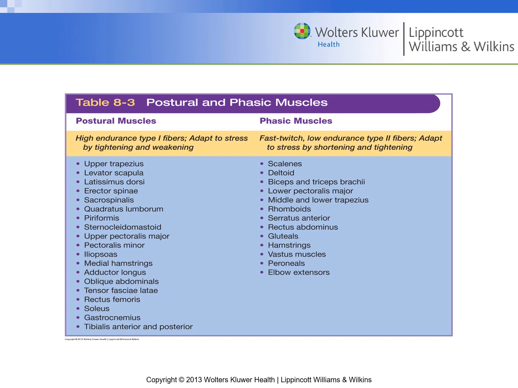The phasic muscles are the scalenes, the deltoid, the biceps and triceps brachii, the lower pectoralis major, the middle and lower trapezius, the rhomboids, the serratus anterior, the rectus abdominis, the gluteals, the hamstrings, the vastus muscles, the perineals, and the elbow extensors.